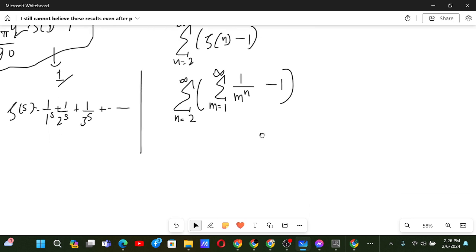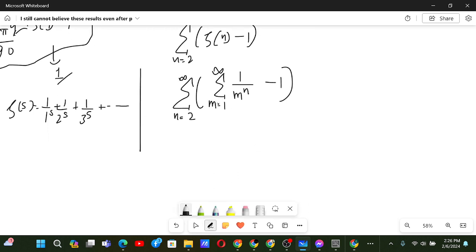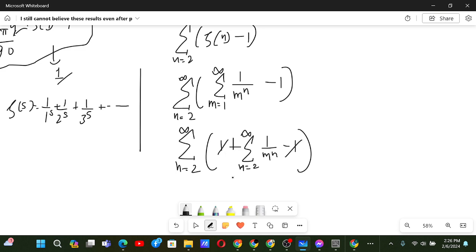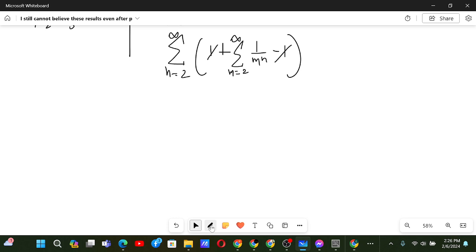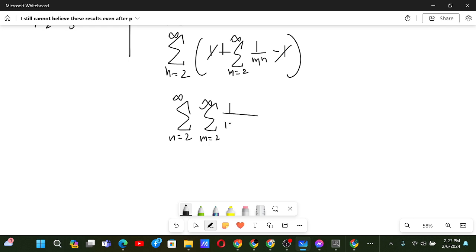Now what can we do? Notice that this one can be broken down. The m equals 1 term is just 1 to the power n, which is 1, plus the sum from m equals 2 to infinity of 1 by m to the power n, and then minus 1. Now plus 1 and minus 1 cancel out, and what we have is the sum from n equals 2 to infinity, sum from m equals 2 to infinity of 1 by m to the power n.